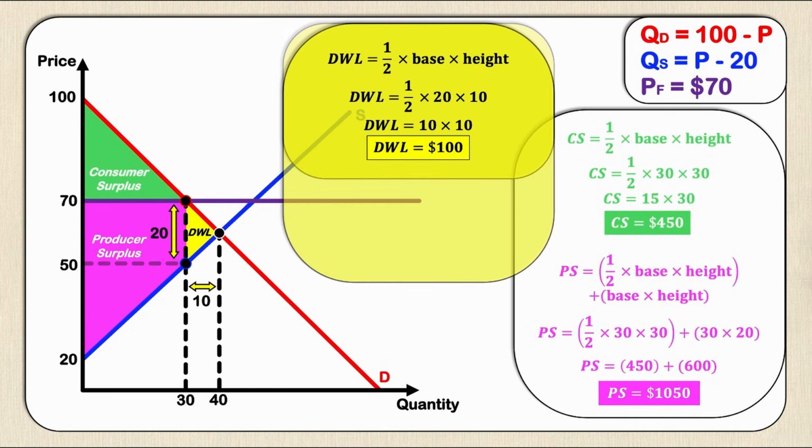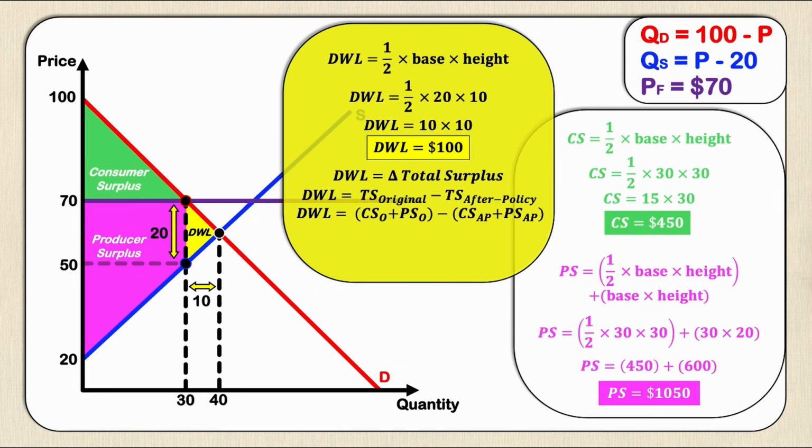But there's another way you could calculate deadweight loss if you're not confident in your geometry skills on this graph, and that's okay. The second way revolves around knowing that deadweight loss is just the change in total surplus. Well, what's total surplus, you might ask? Well, it's just the original consumer surplus plus the original producer surplus minus the consumer surplus after policy plus the producer surplus after policy.